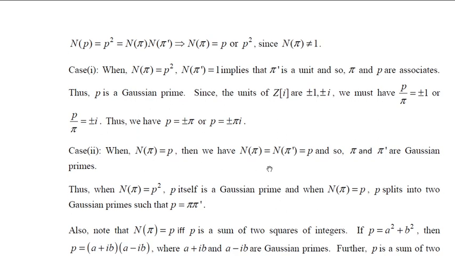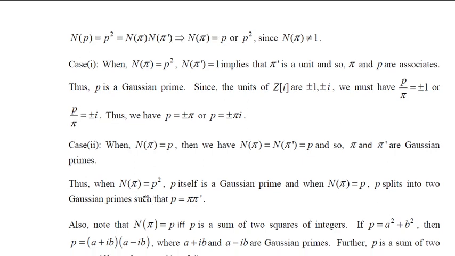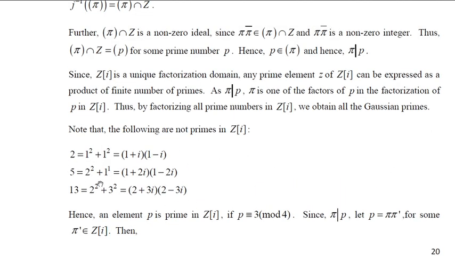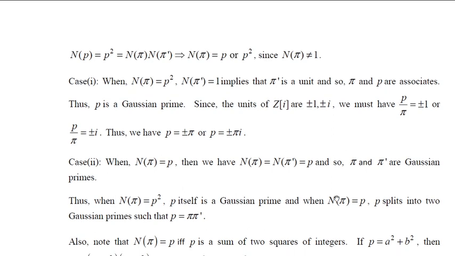So in the second case, we have split our p into pi and pi dash, where both are Gaussian primes. So if N of pi equals p squared, then p itself is a Gaussian prime. And if N of pi equals p, then p splits into two Gaussian primes. For this, the examples are given. 2 is a prime, so that 2 splits into the Gaussian primes 1 plus i into 1 minus i.